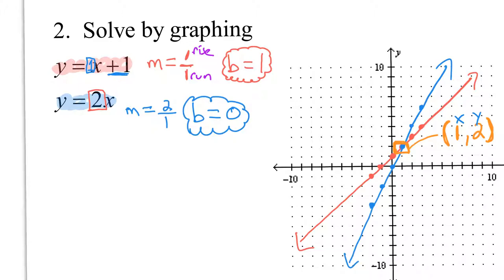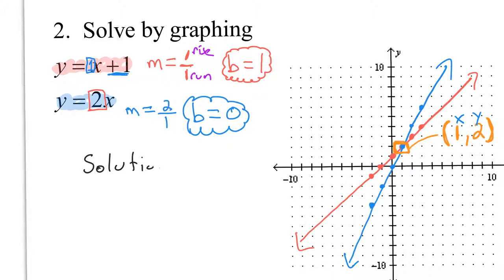What does it mean? It means that if you substitute a 1 for the x, a 2 for the y, you're going to get a true statement. So just imagine you have a 2 here, you have a 1 here, 2 times 1 is 2, equals 2. It's true. If you put a 1 here, 1 plus 1 is 2, and the y is 2, so it makes a true statement. How do you write down your solution? How do you write down your answer?